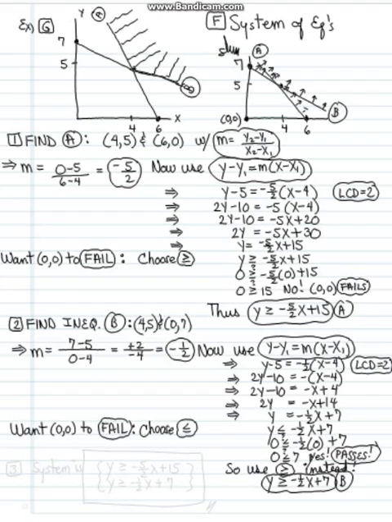And we are finished. Step 3, the system is the pair of equations: y greater than or equal to negative 5/2 times x plus 15, and y greater than or equal to negative 1/2 x plus 7. And we have the equal portion in there because we had solid lines, not dotted lines.